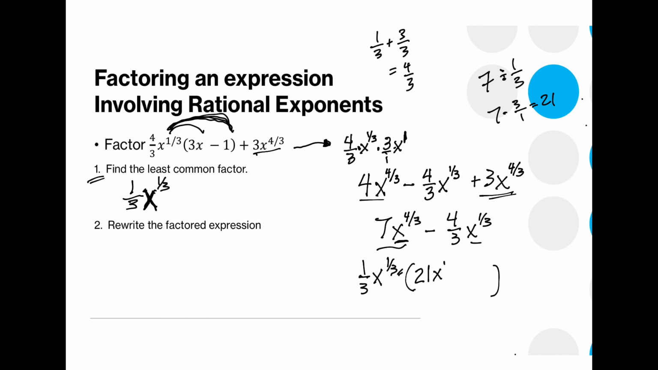For the second part here, I'm just left with 4/3 divided by 1/3, which is 4. And I took out the x to the 1/3. So the factored expression here is 1/3 x to the 1/3 times 21x minus 4.